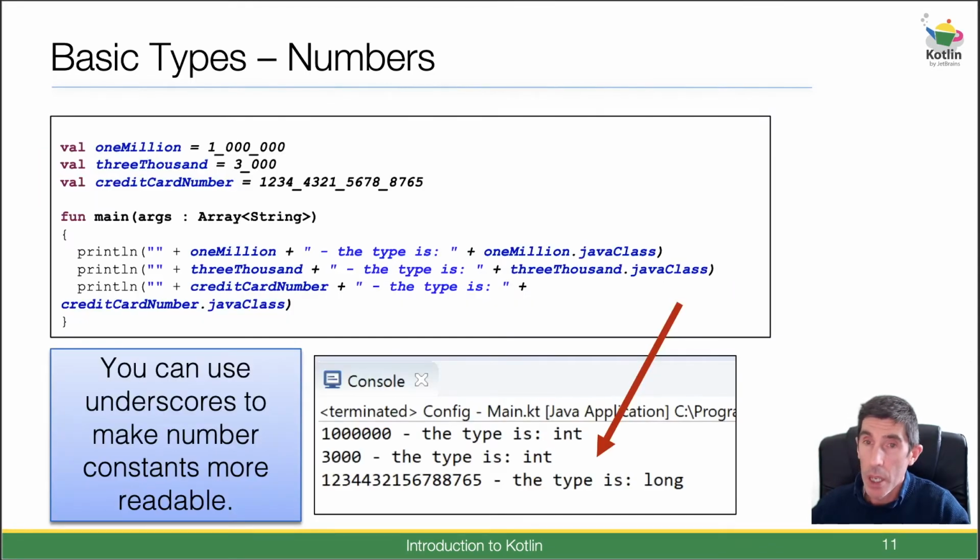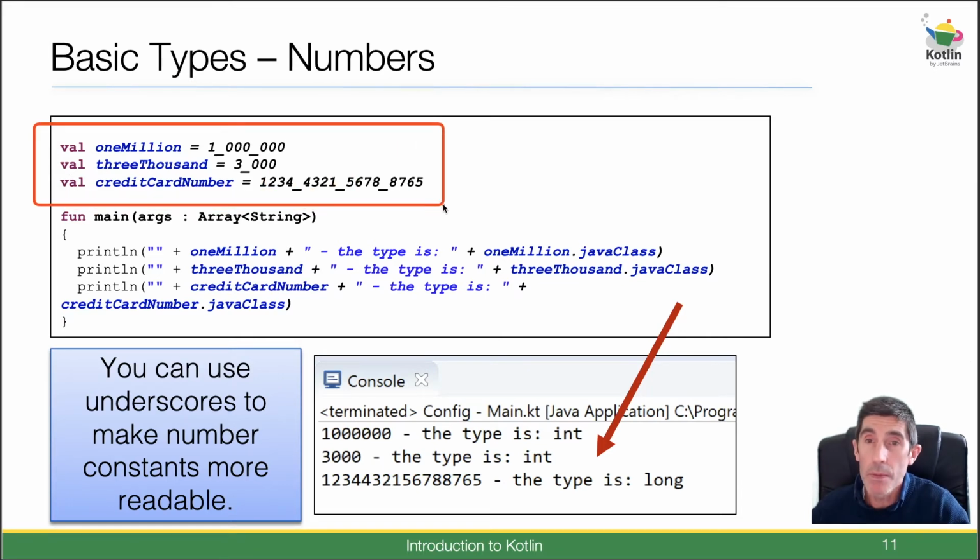So what you can also do is use underscores to make number constants more readable. So if you see up the top here, we're declaring 3 variables, 3 vals: 1,000,000, 3,000, and a credit card number.